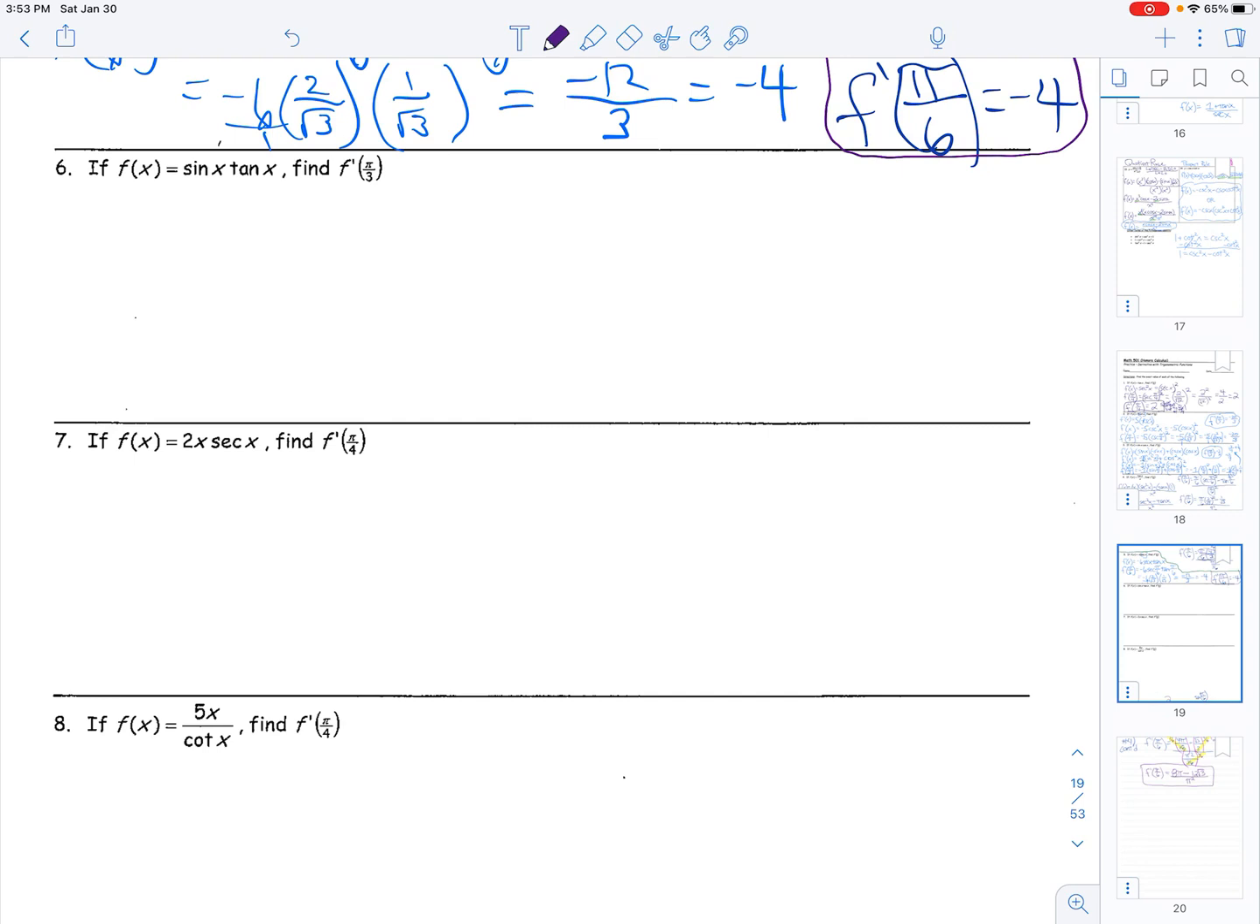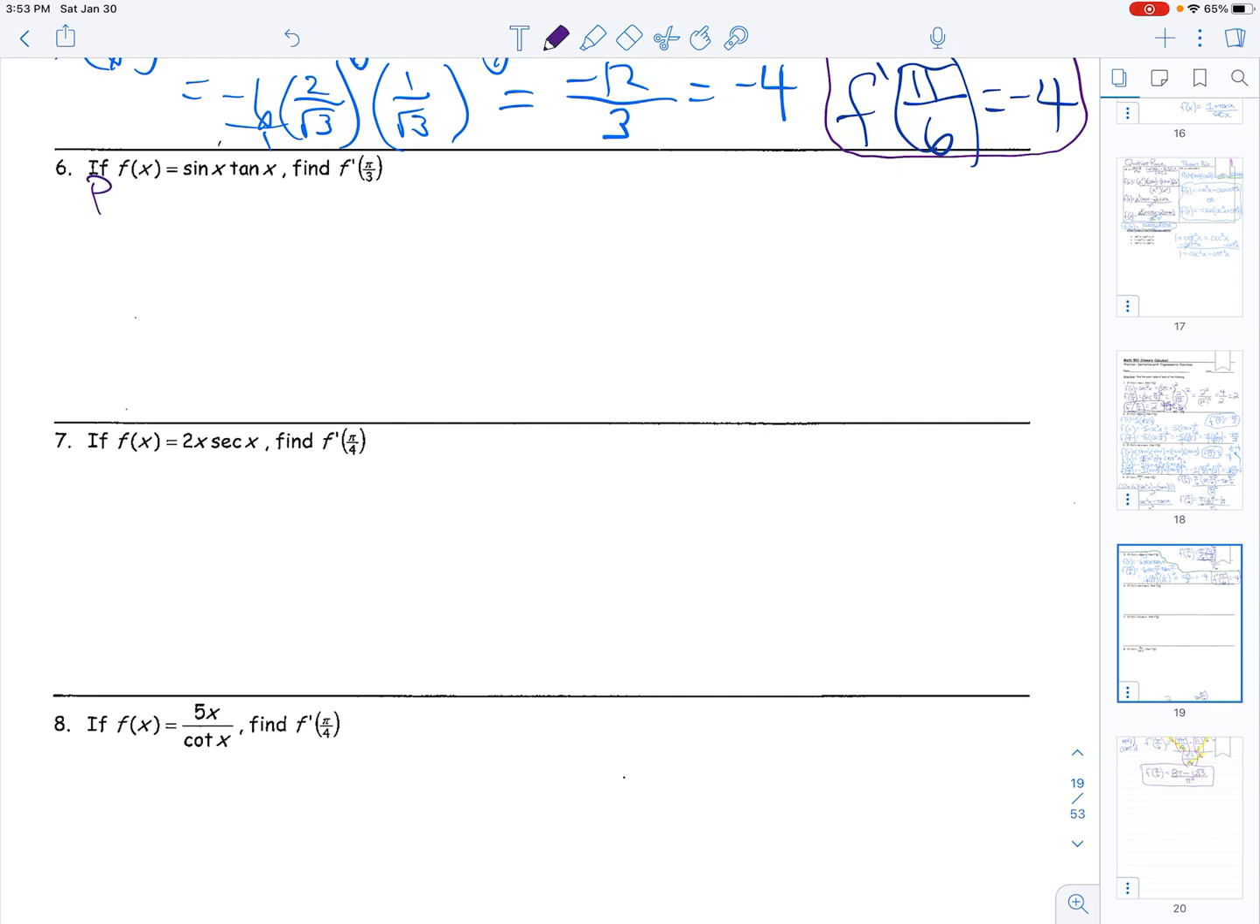Definitely, these guys here look pretty good. I'll do number 6. All right, I'll start there. Find f prime of pi over 3, given the function f of x is equal to sine x multiplied by tan of x.